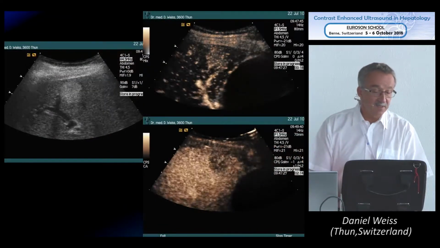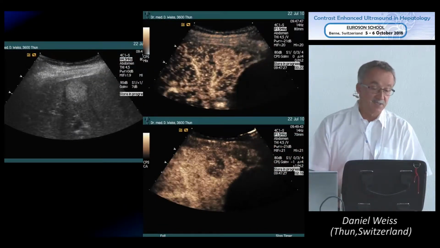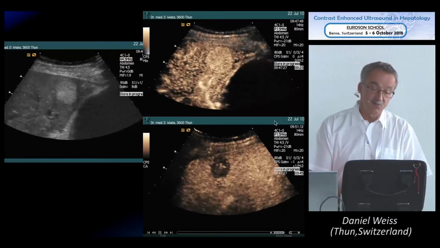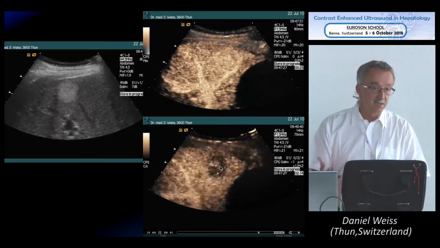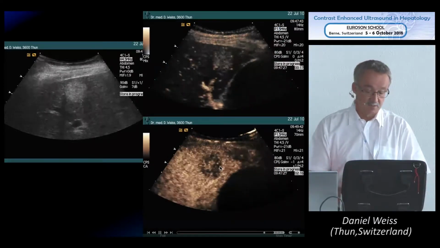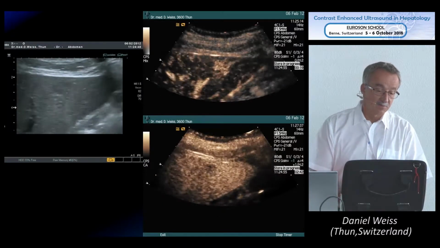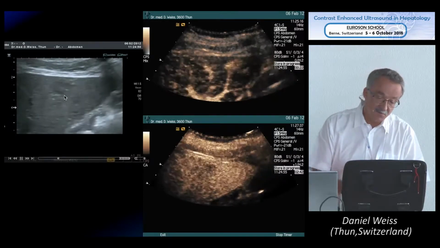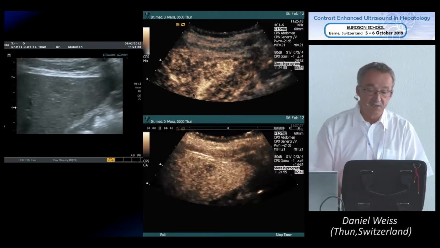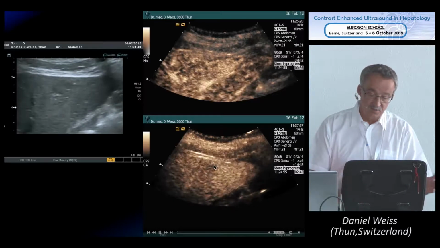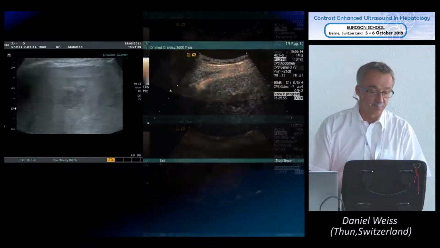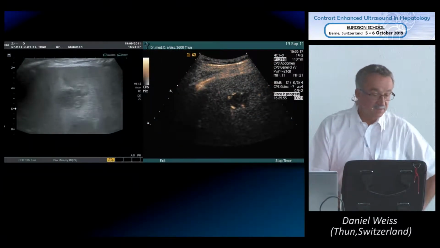This is another case, echo-rich lesion in an echo-poor liver. You see wash-in, wash-out, clearly proven this is a metastasis. Another patient, you see not very good, but you see that there is a liver lesion, wash-in, wash-out, so this is clear.